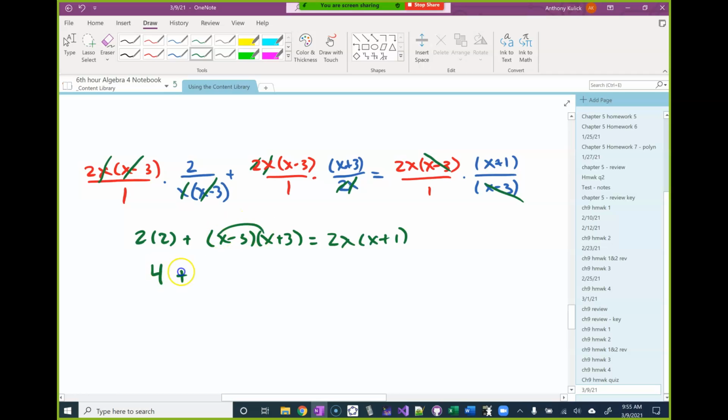To solve a quadratic, I have to get everything onto one side. So I'm going to move everything onto the right-hand side. So when I subtract an x squared over, I have just x squared, the 9, and subtract over the 4. Nothing to combine with the 2x, so that stays.